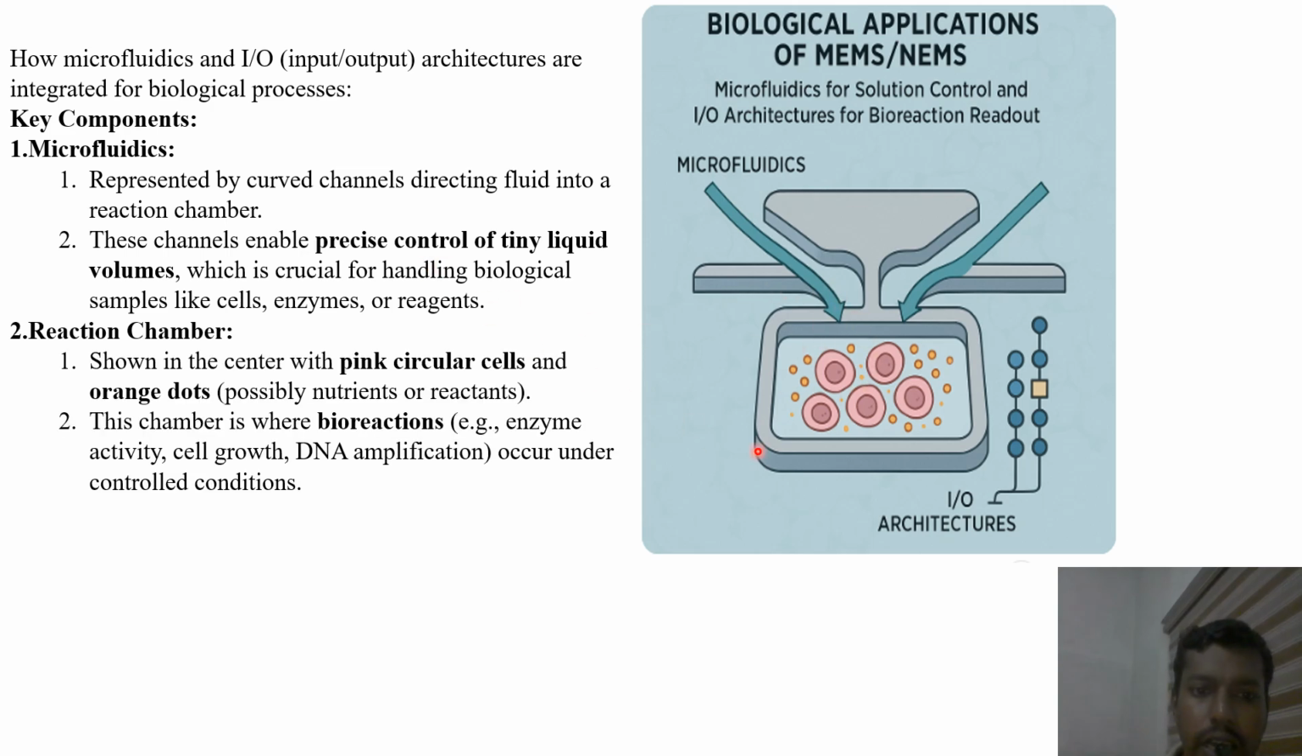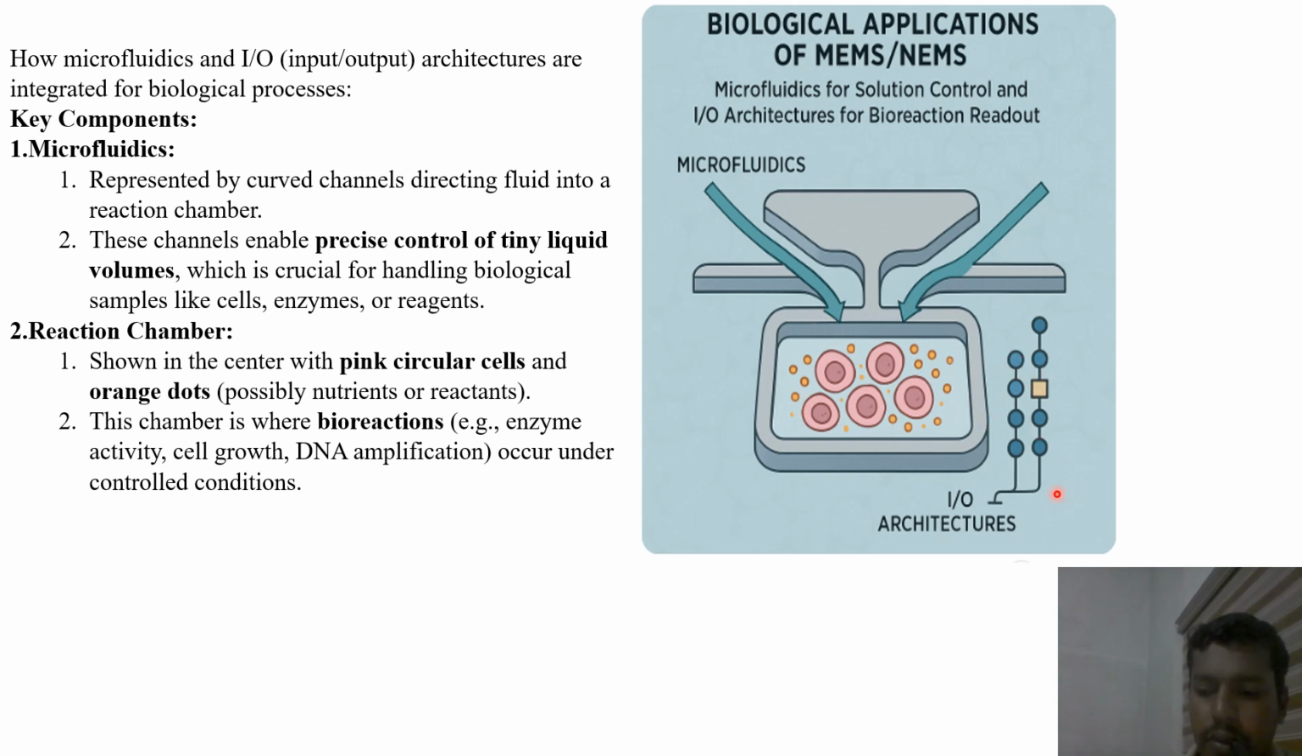The second part is the reaction chamber. We can see this part is the reaction chamber. It has pink circular cells and orange dots. These are the components of the reaction, that is nutrients or reactants, etc. Here bioreactions like enzyme activity, cell growth or DNA amplification may occur in the reaction chamber. So this part is the microfluidics part and this part is the reaction chamber.